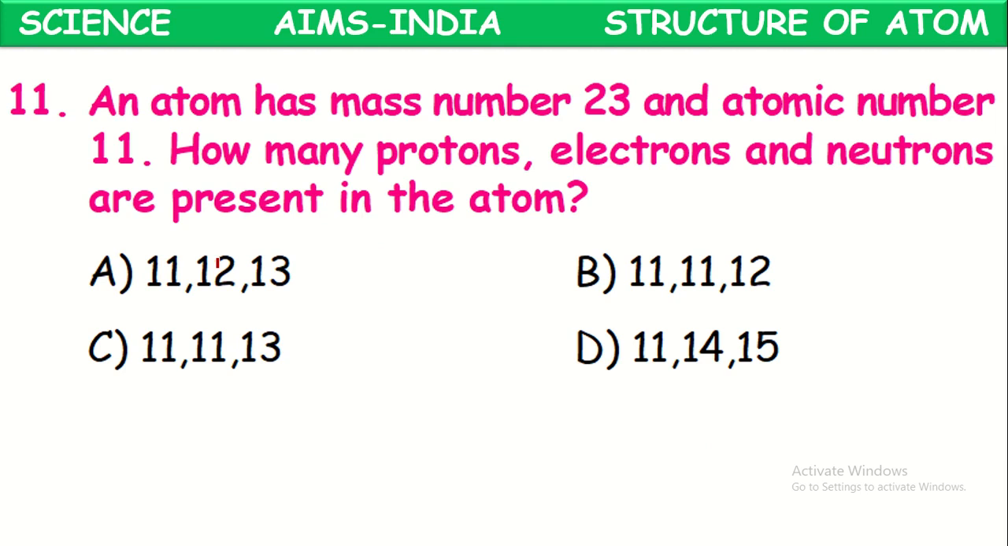Next, an atom has mass number 23 and atomic number 11. How many protons, electrons and neutrons are present in that atom? If atomic number is 11, what can we say? First they are asking about protons. Proton number will be equal to atomic number, 11. And number of electrons also will be equal to number of protons in the neutral atom. And neutrons are mass number minus atomic number, 23 minus 11, we get 12.